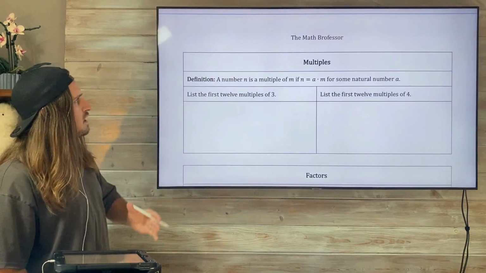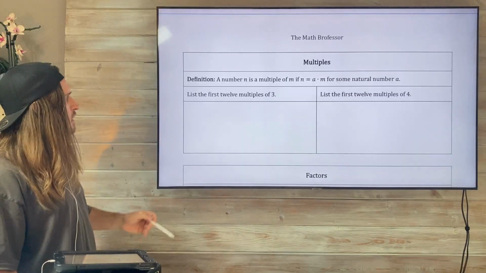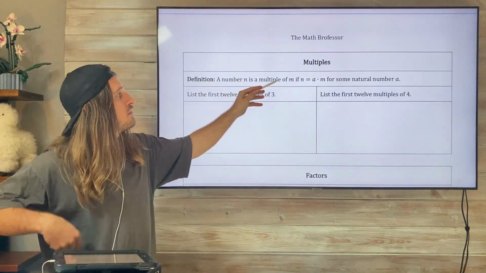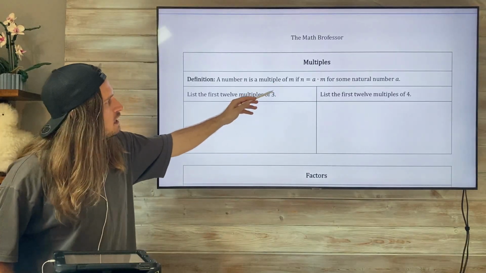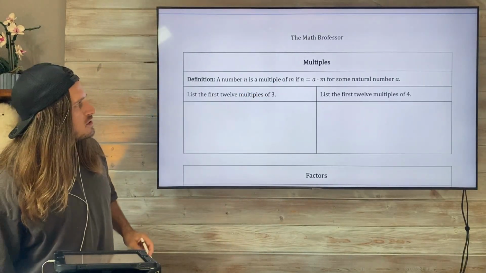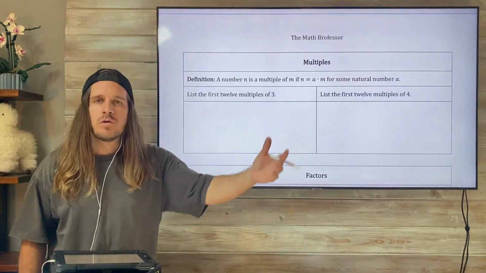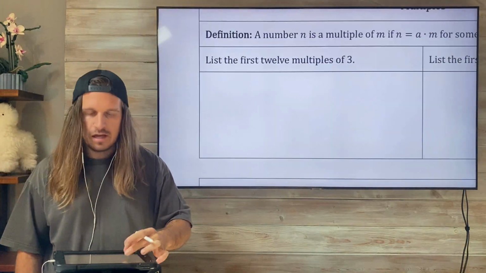So here's a formal definition. You don't have to worry about memorizing this, but a number n is a multiple of another number m if n equals a times m for some natural number a. Cool. You may never have to think about that again.